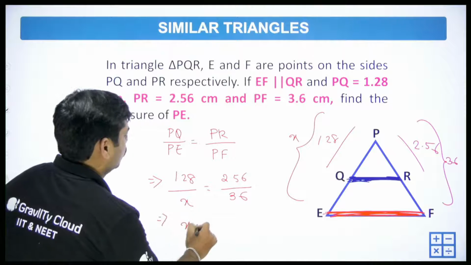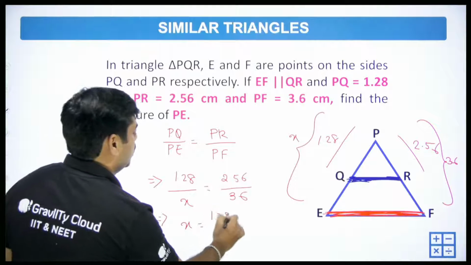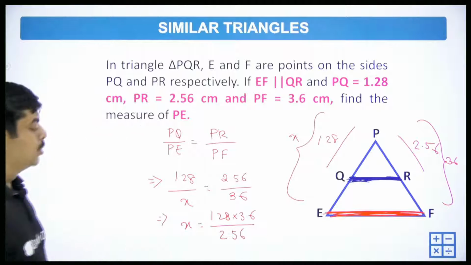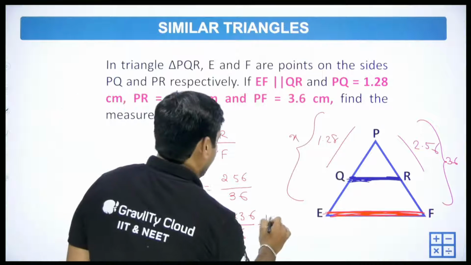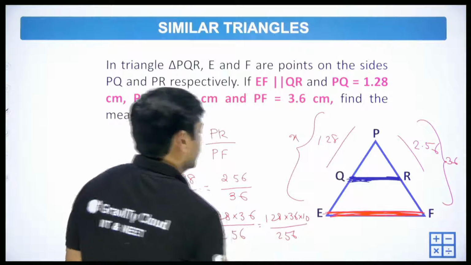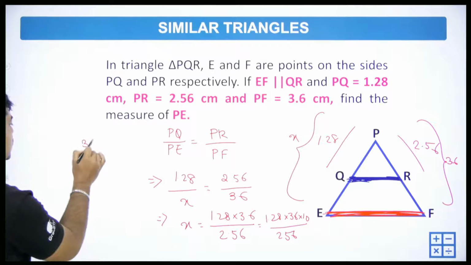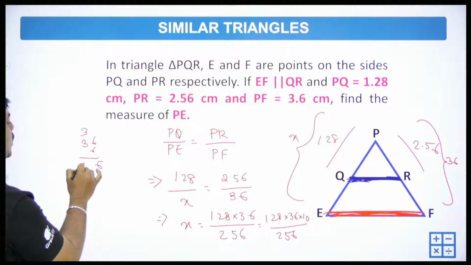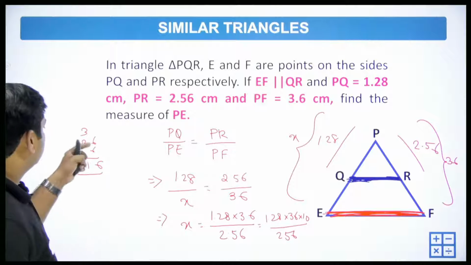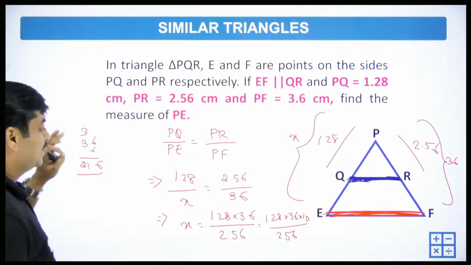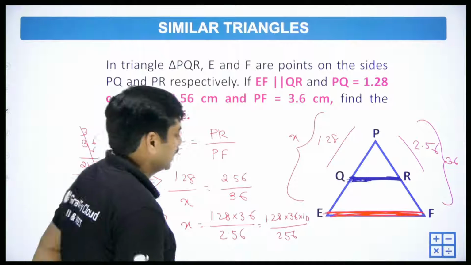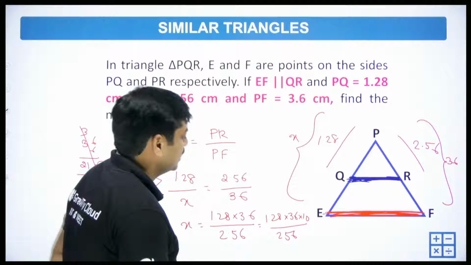So X is equal to 1.28 into 3.6 by 2.56. So let me multiply by 100 by 100. 1.28 into 36 into 10 by 256. So can we cancel 36 with 6? No, I don't think we will get it with this one. With maybe 16 or maybe with 4 we can cancel. Whatever it is, just try to solve that and you'll get the answer, okay?